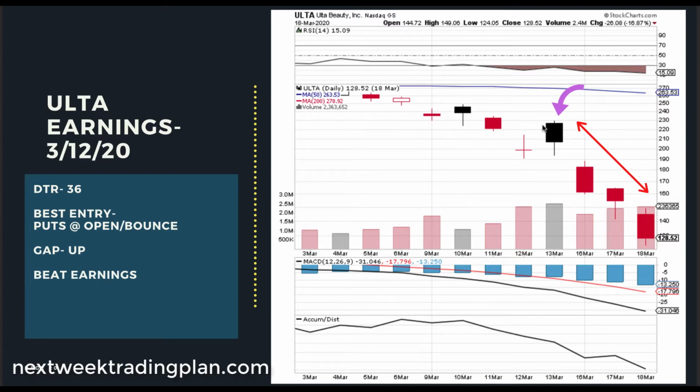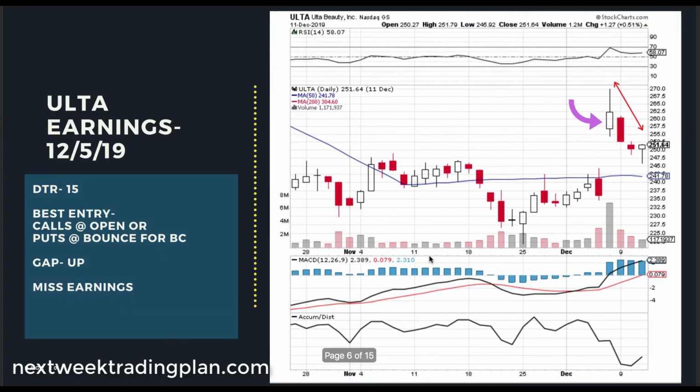So, look, it gaps up, you're shorting it at the open or the bounce. Pretty reoccurring theme so far, but let's keep it moving. DTR 15 on this example, what happens? You gap up, and once again, you can do two scenarios actually. You can be buying calls at the open or on the dip, or you could be shorting the bounce and going into the following days. Once again, this is the fourth example in a row where you get bearish continuation the following day. So 4 for 4 on bearish continuation.